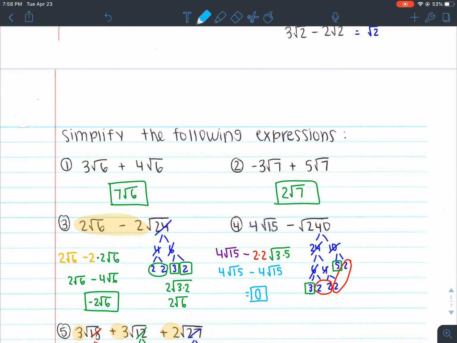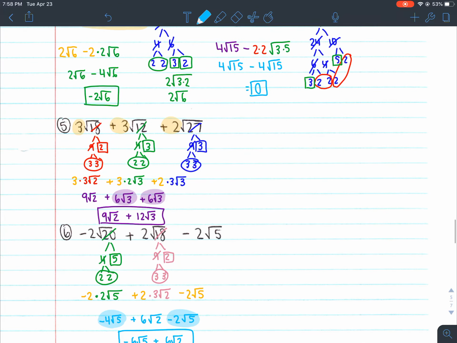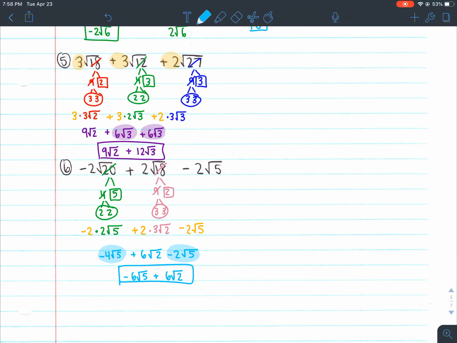So that's really, it's not the hardest one, but it is the most tedious because you do have to simplify almost everything. But that is adding, subtracting, multiplying, dividing radicals.